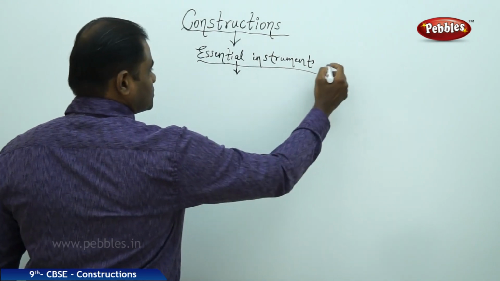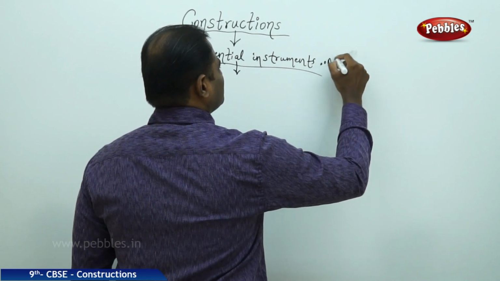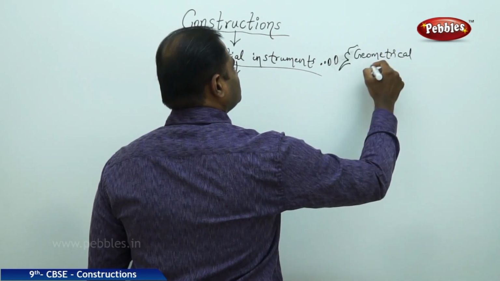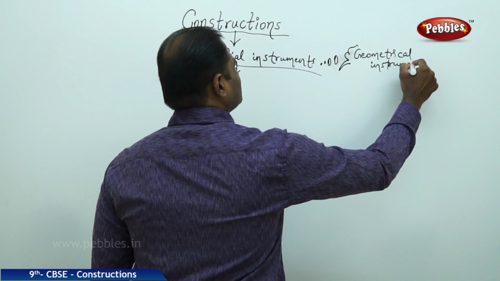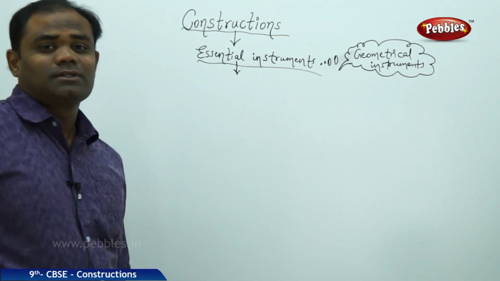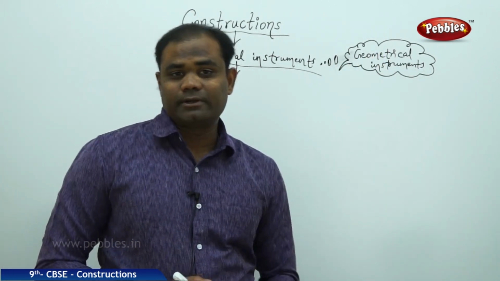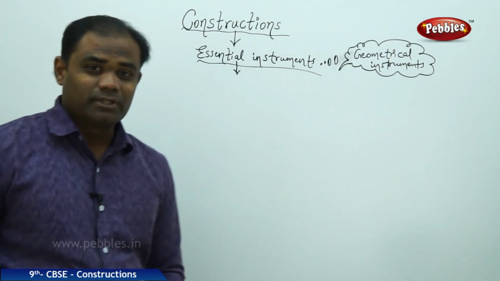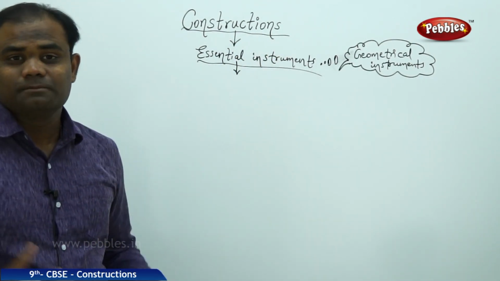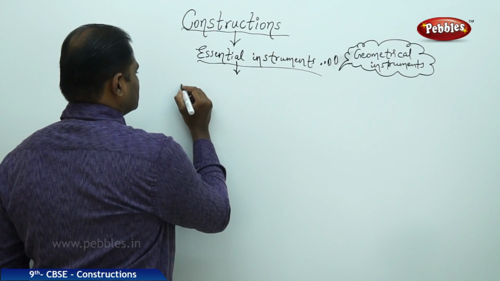These essential instruments are also referred to as geometrical instruments. So let's see what the essential geometrical instruments are in the topic of constructions. The first thing which I need is a ruler.